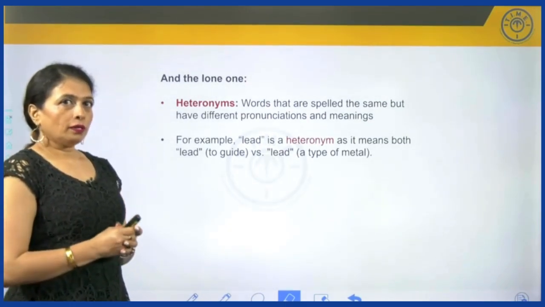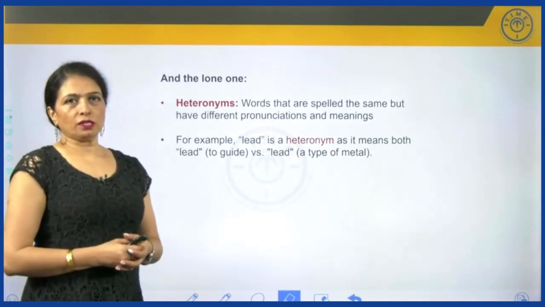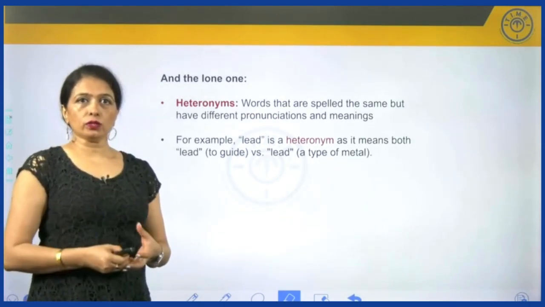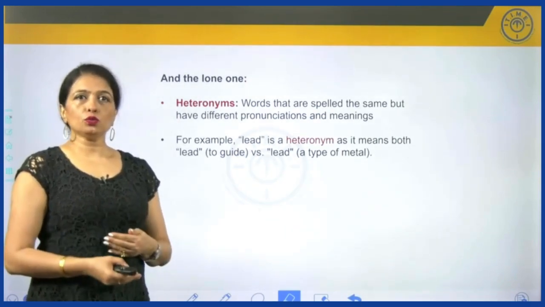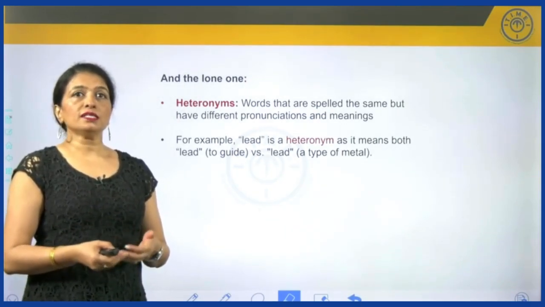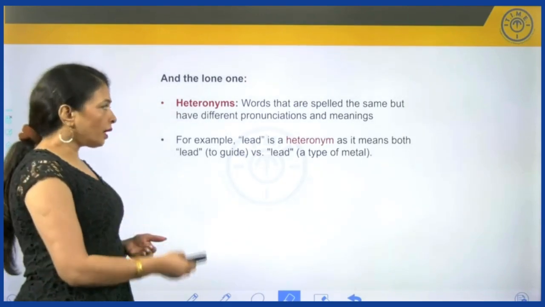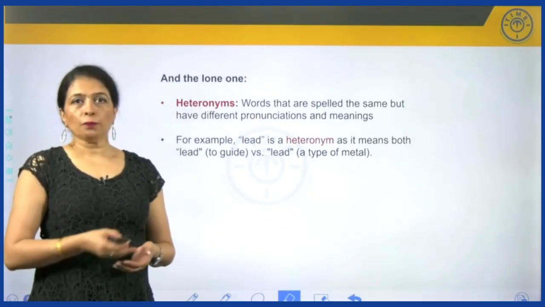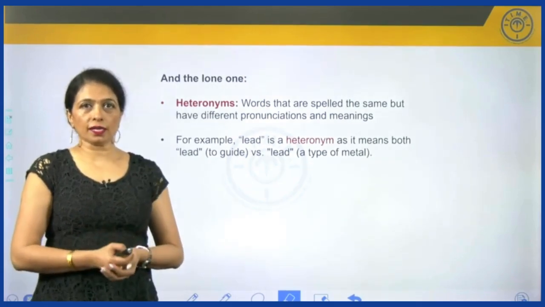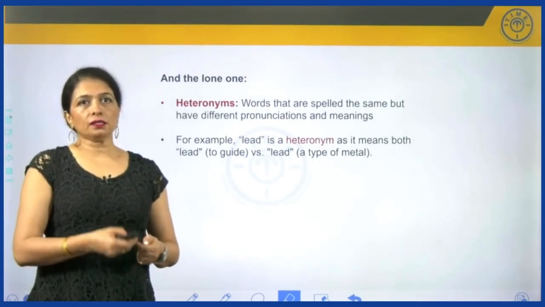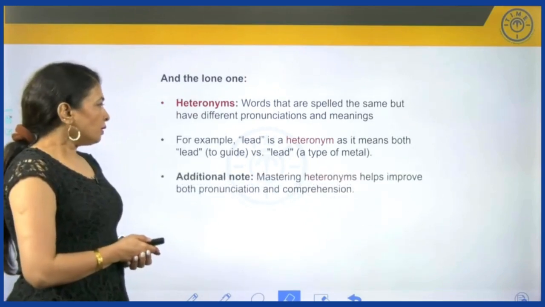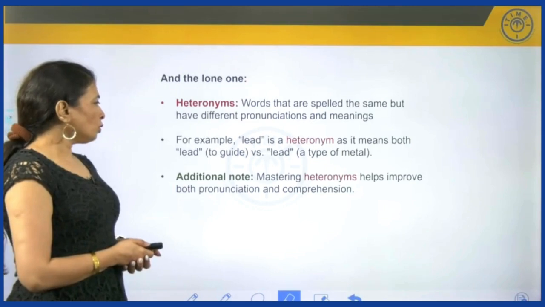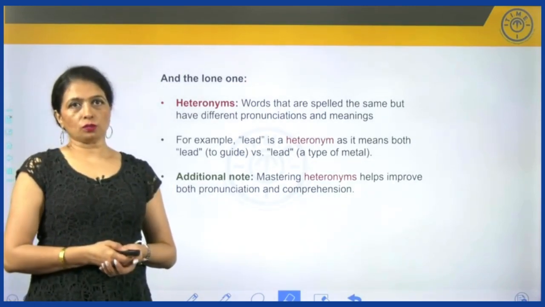L-E-A-D. Now, the common pronunciation is lead. What is lead? Lead is a heteronym, and it is a heteronym because it is pronounced in two different ways. It is pronounced one way when it means to guide, and another way when it refers to a type of metal. I hope this example helps you understand why lead is in this category of heteronyms. Mastering heteronyms does what? It helps improve both pronunciation and comprehension.